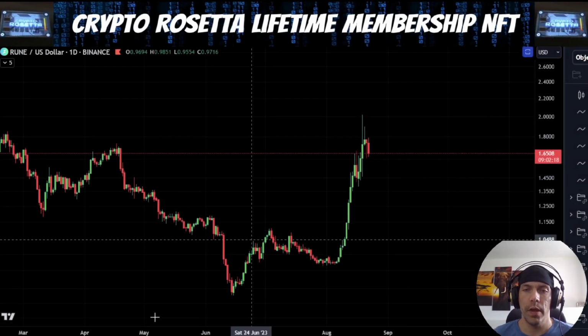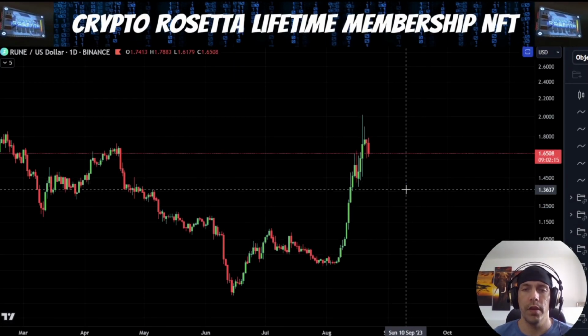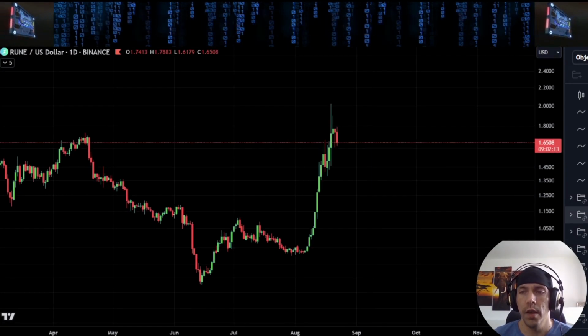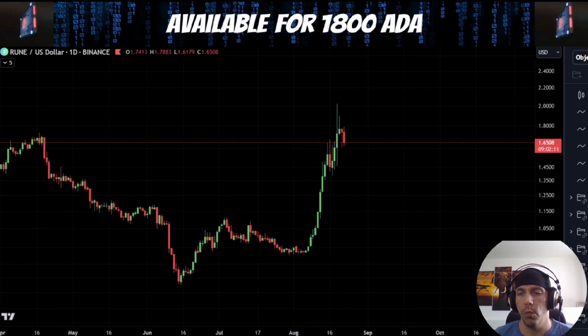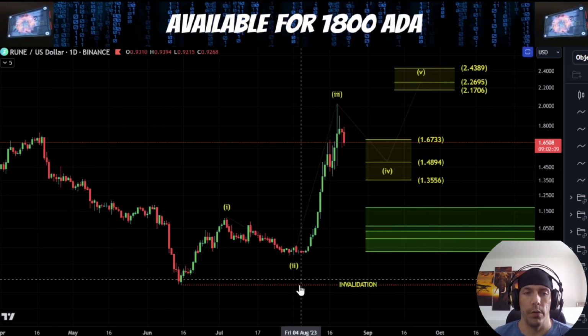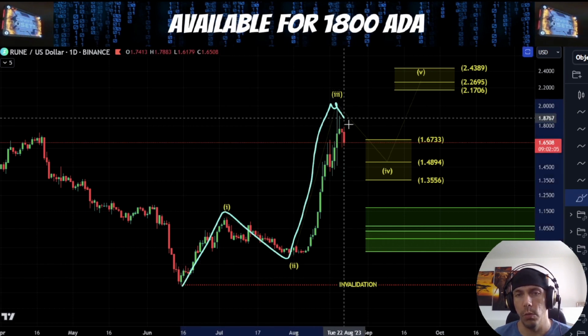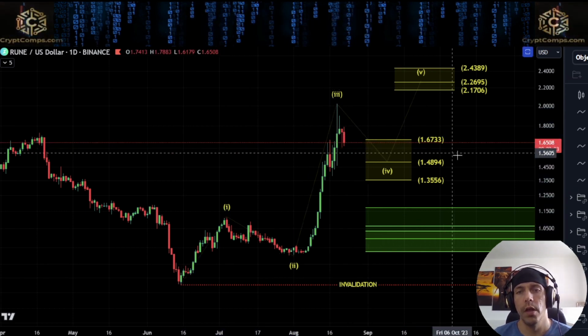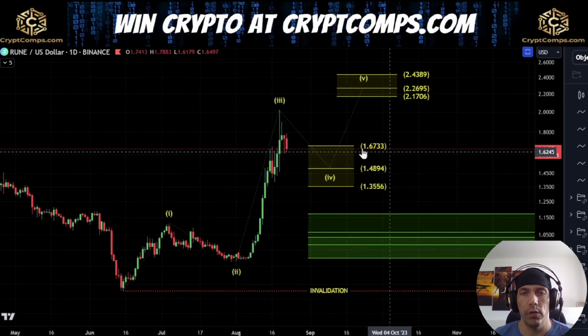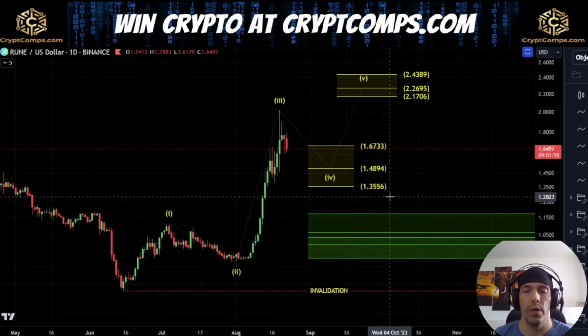Okay, so we seem to have had this nice strong impulsive move to the upside, and the way that I'm still currently looking at this, given the current structure, is that what we have here is a 5-wave structure. So I'm treating this as wave 1, 2, looking for this as a third, and then wanting confirmation of this fourth. Now, the typical fourth wave area that we look to target is this 1.67 to this 1.35.